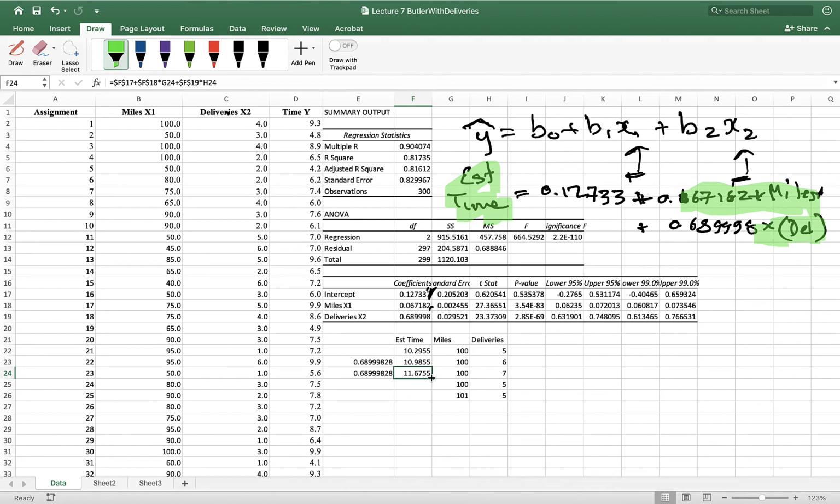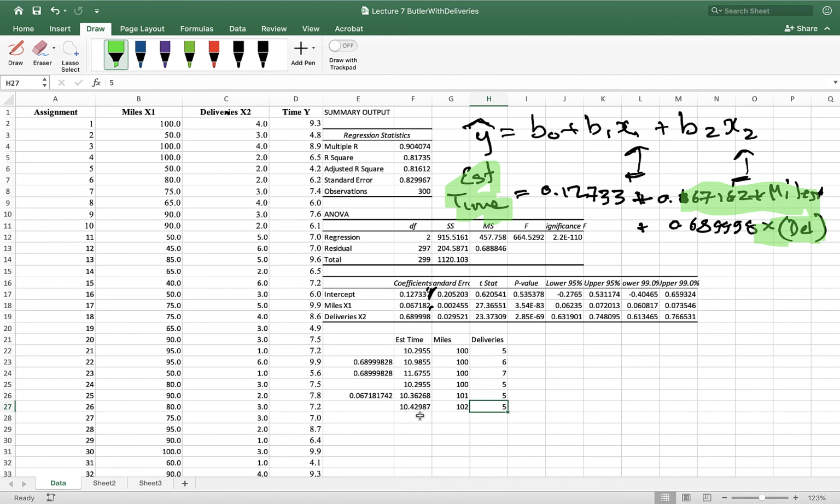Well, let's see. Let me just copy the formulas down. So what's the additional time going from 100 to 101 miles? That's just going to be equal to this minus this. And what do you think it's going to be? 0.067. It's this figure in here. So the 0.067 says for each additional mile you drive, keeping everything else, i.e. the deliveries, constant, it will take you an extra 0.067 of an hour. And we can do it again if you want. So what happens if you drive 102 miles, but you're still making 5 deliveries?